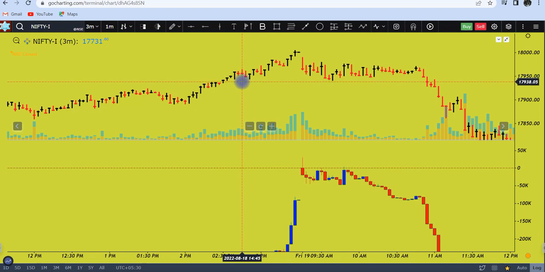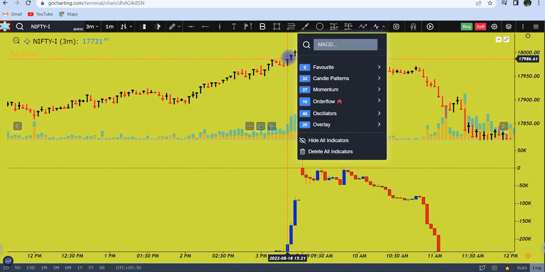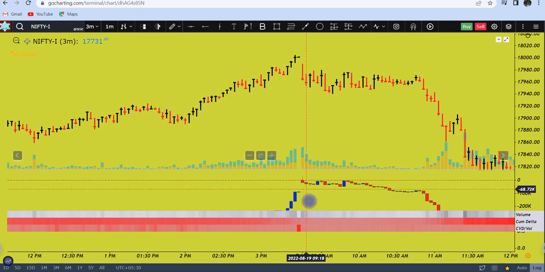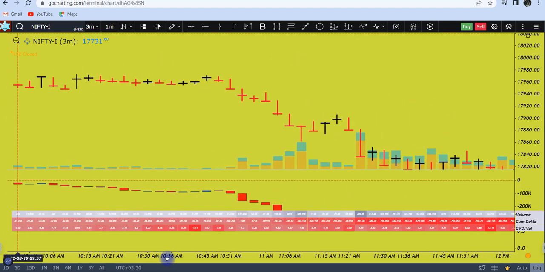And vice versa, if the market sell orders are more than the market buy orders, then we'll have a negative delta. So to have a look at that, let us just for a second introduce bar statistics so that you can understand what I'm trying to tell you. We'll take it out in a while.